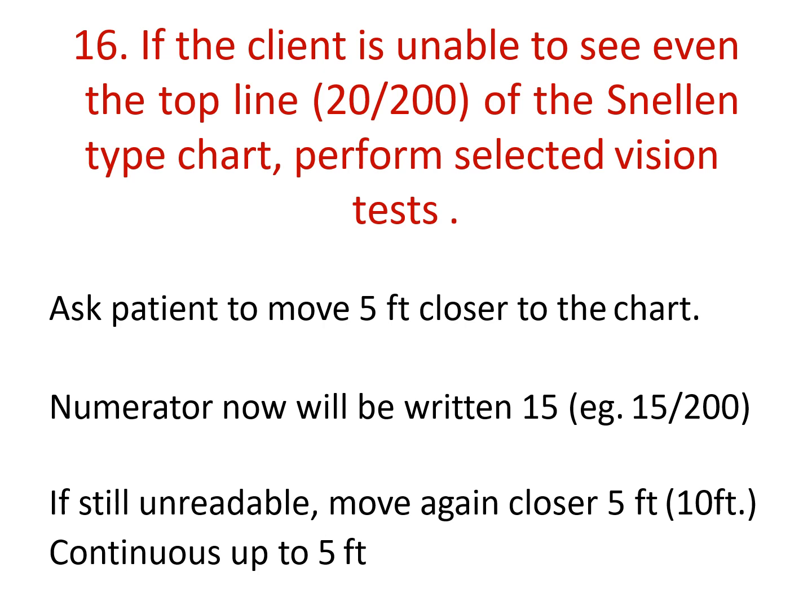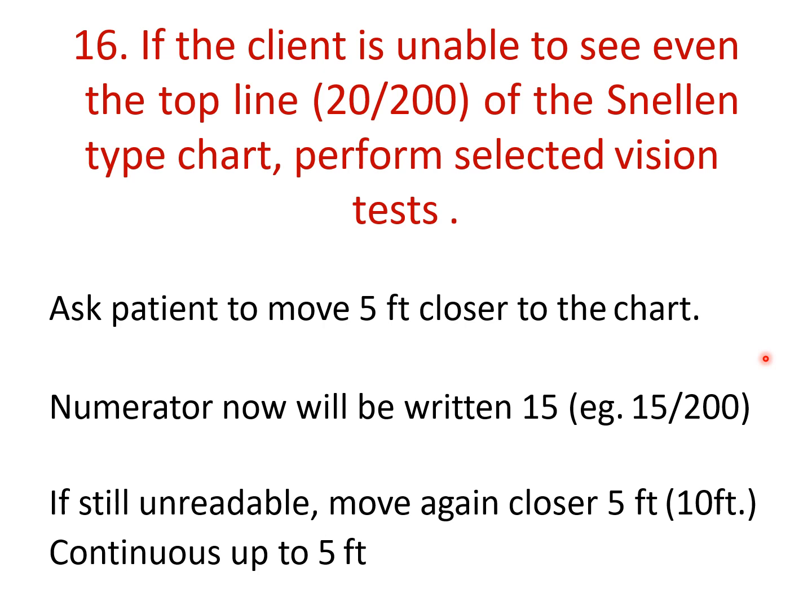Remember with the vision of, for example, 20 over 200, the numerator is always the distance of the patient from the chart or from the object he or she is reading. The denominator is the distance at which an individual with normal vision can read, the distance where you at 20 feet can read.